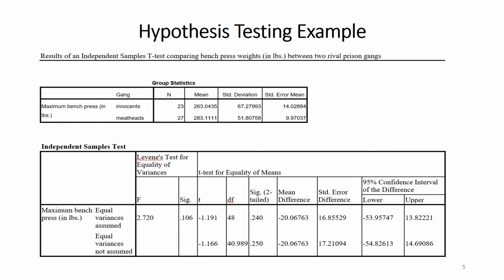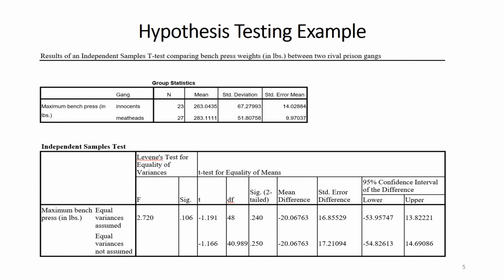So in our sample, it looks like the meatheads are stronger guys, right? I mean, if you look at it, you're like, okay, they're about 20 pounds heavier, 20 pounds stronger than the innocents on average. But that's sample. We want to know, based upon our sample size and the difference between those two group means, is that enough for us to draw a conclusion that if we were to extrapolate this and use this to make an inference about the larger population, would that same finding hold true? And that's the whole point of doing this hypothesis test. So that's the group statistics box.